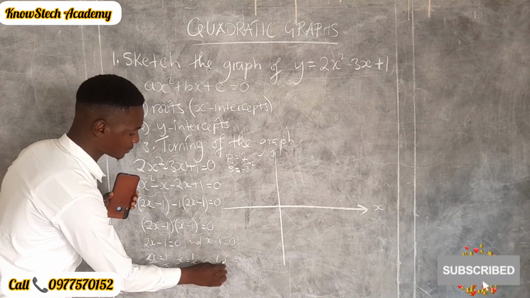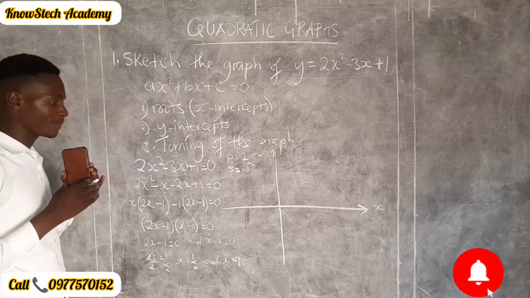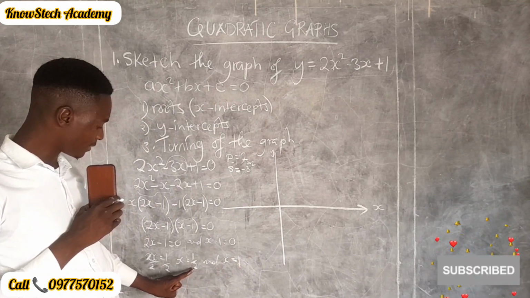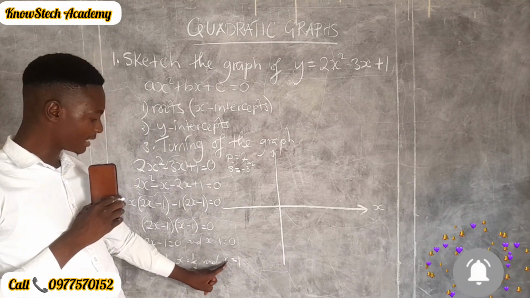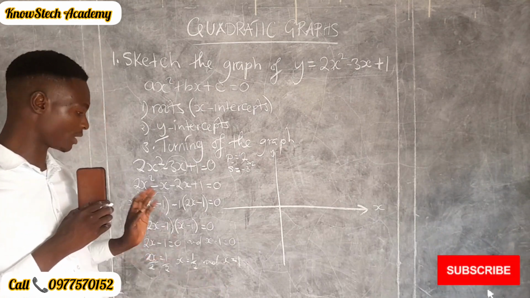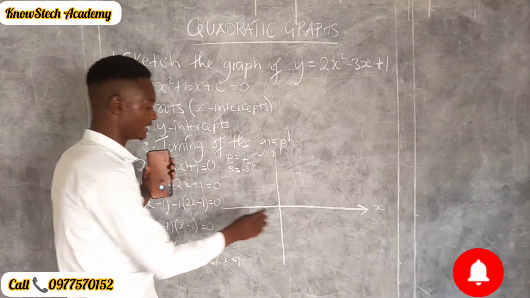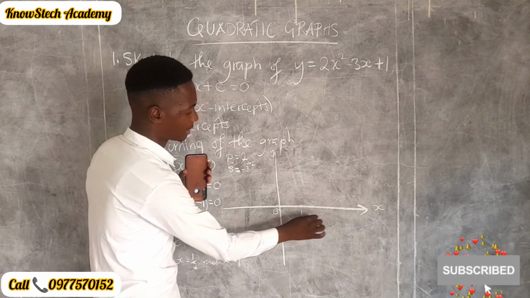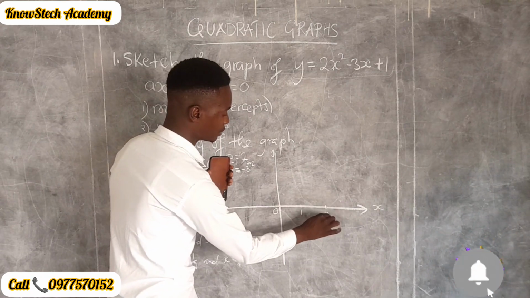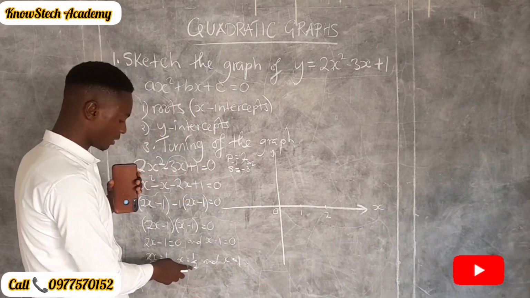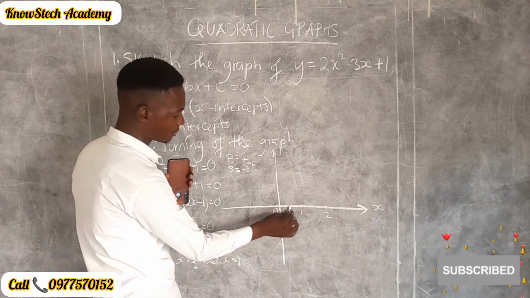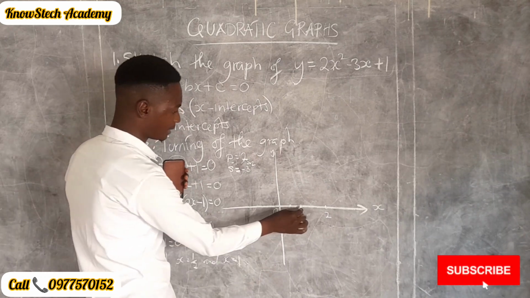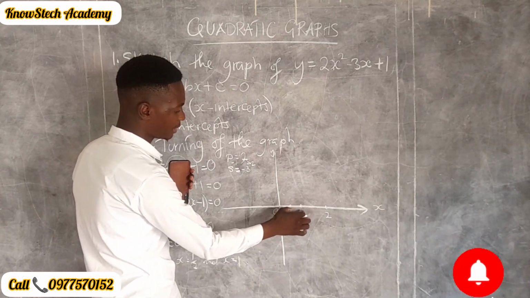Here, x is equal to 1. So our graph will pass through x is equal to half, and x is equal to 1. Both positive. So our graph will be on the positive side. So let's say this one is 0. Let's say this one is 1. And this one is 2. Okay? So this is half, which is 0.5. So 0.5 is somewhere here. Then 1 is here. So our graph will pass through here.